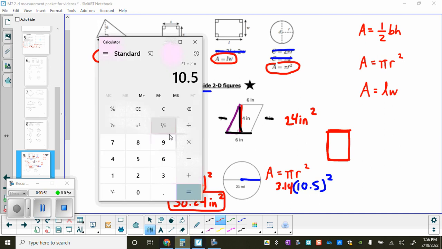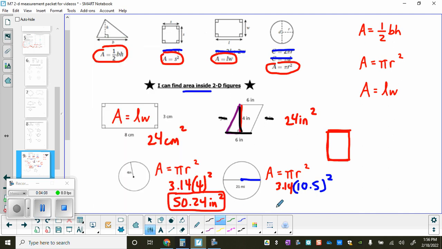All right, cool. So I got 10.5. I'm going to square that. Now I'm going to multiply that answer by 3.14. So the area of this one is 346.185. And I'll use this 5 to bump this up to a 19. Okay, since it's a 5, I'm going to bump it up to a 19. So 346.19. And this is in miles, so we'll put square miles.